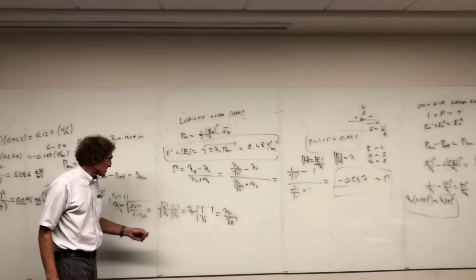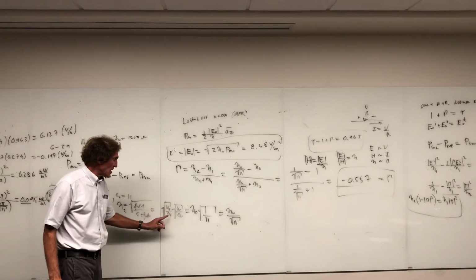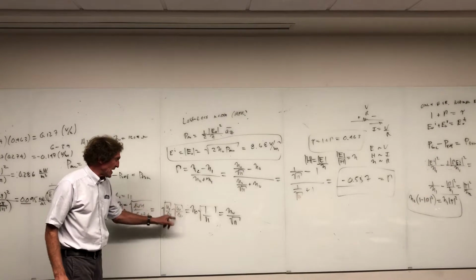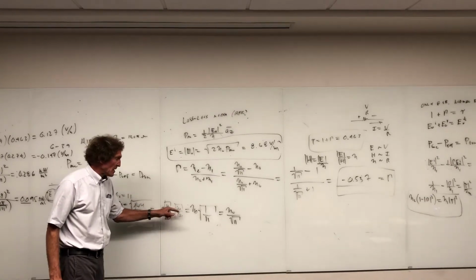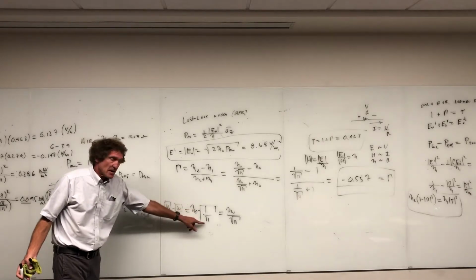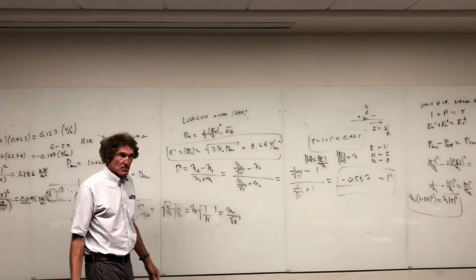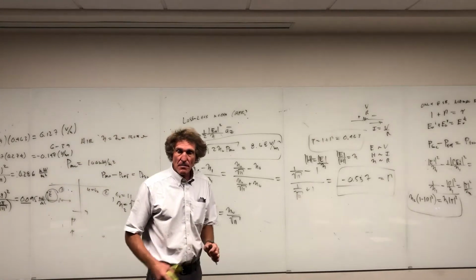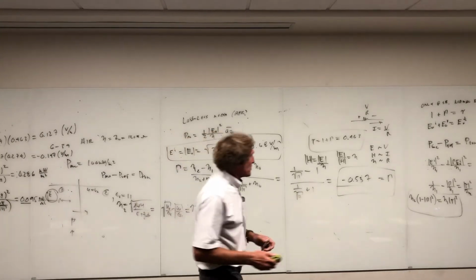If it's lossless, sigma is 0, then I get the square root of mu relative over epsilon relative times the square root of mu naught over epsilon naught. That's eta naught, that's 120 pi. And if either mu or epsilon is different, you have to take the square root of the ratios and multiply it in. Okay? Alrighty, good problem.